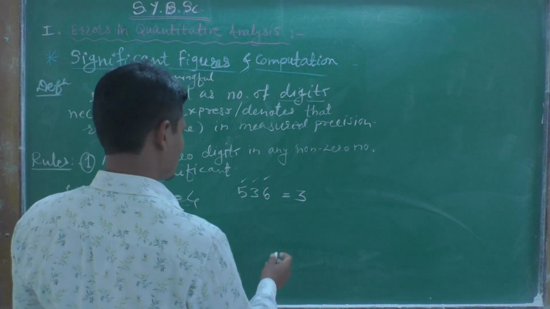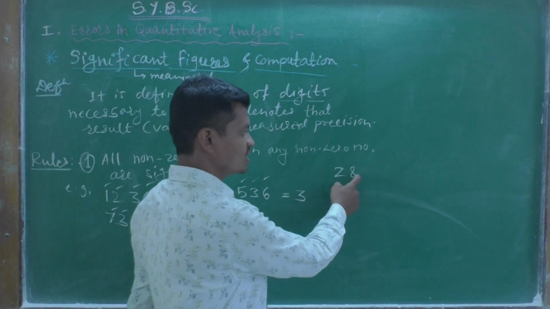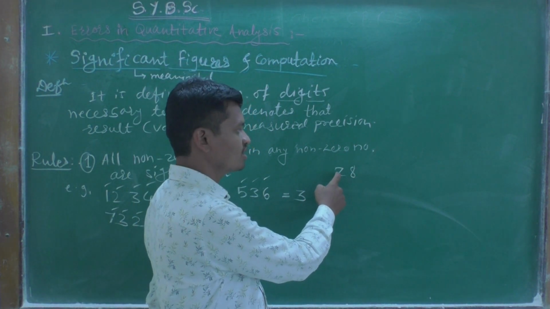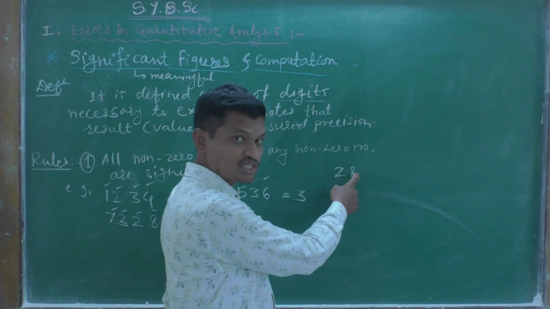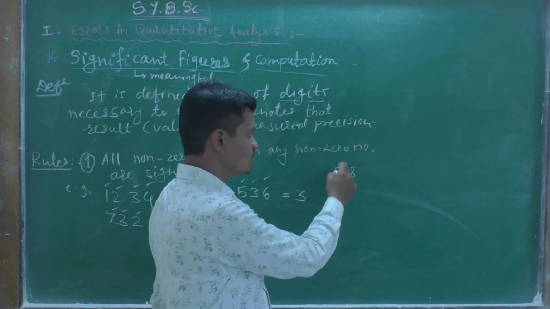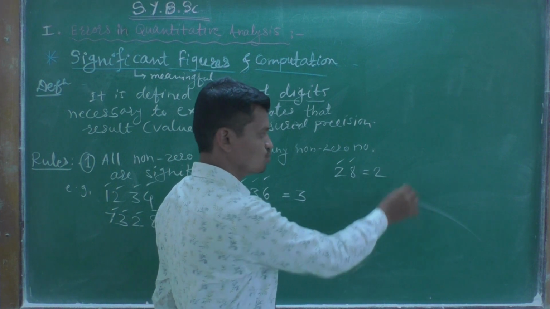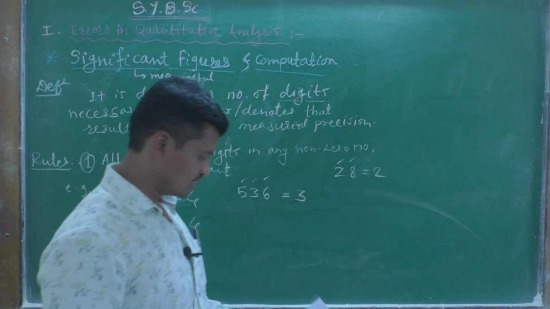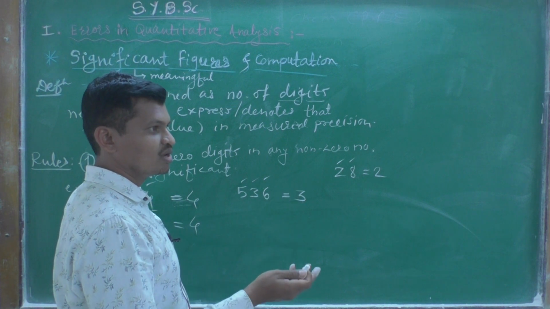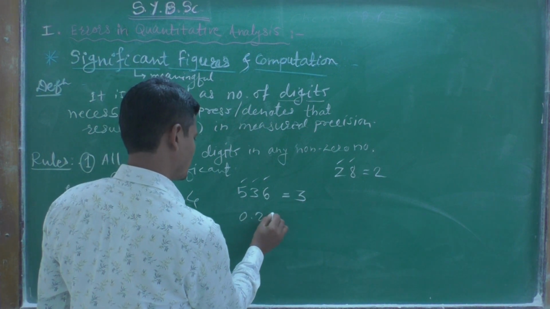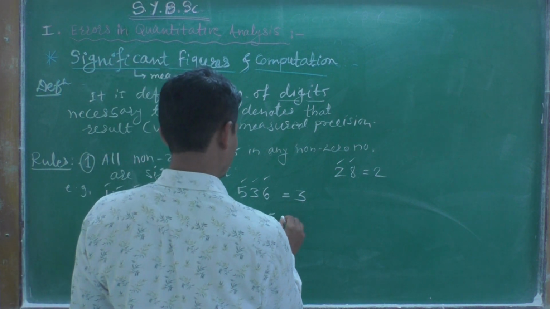Let's take some more examples. For example, 28. This is a non-zero number, and this is also a non-zero digit. Both digits are non-zero, so both are significant. So what is the significant figure here? 2. Then let's check in some cases, if you are reading such as 0.25 ml, 0.25 ml.